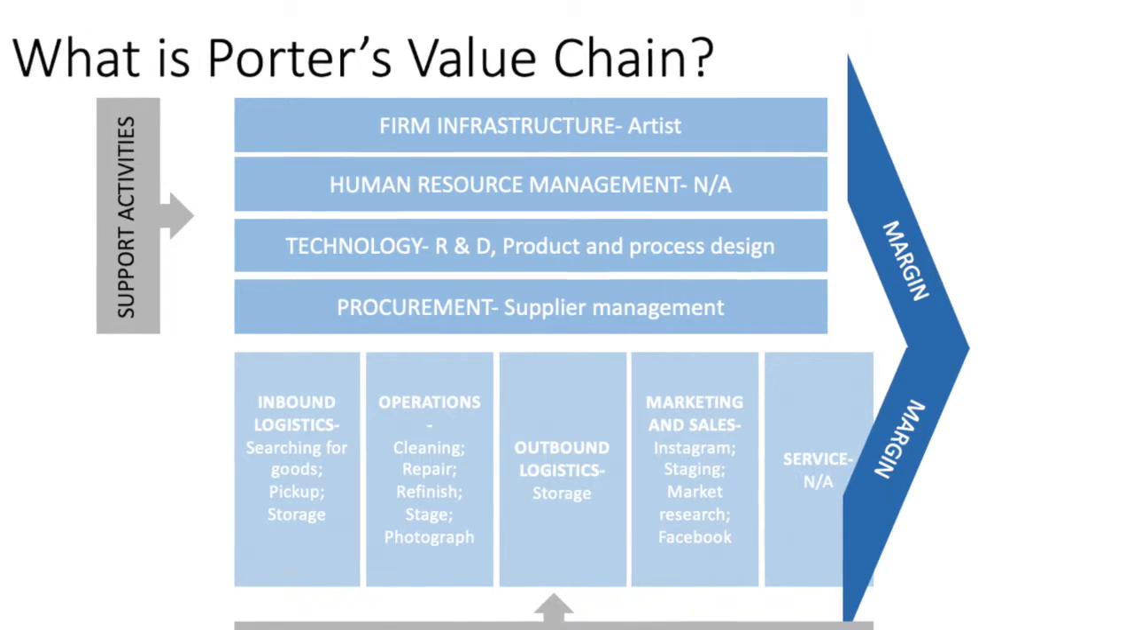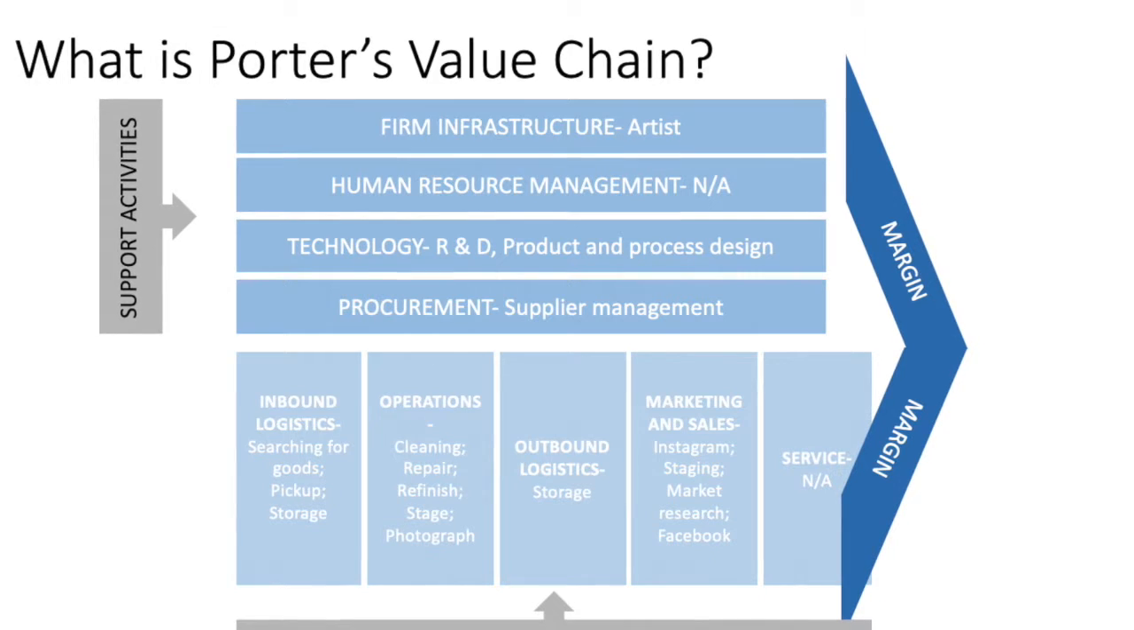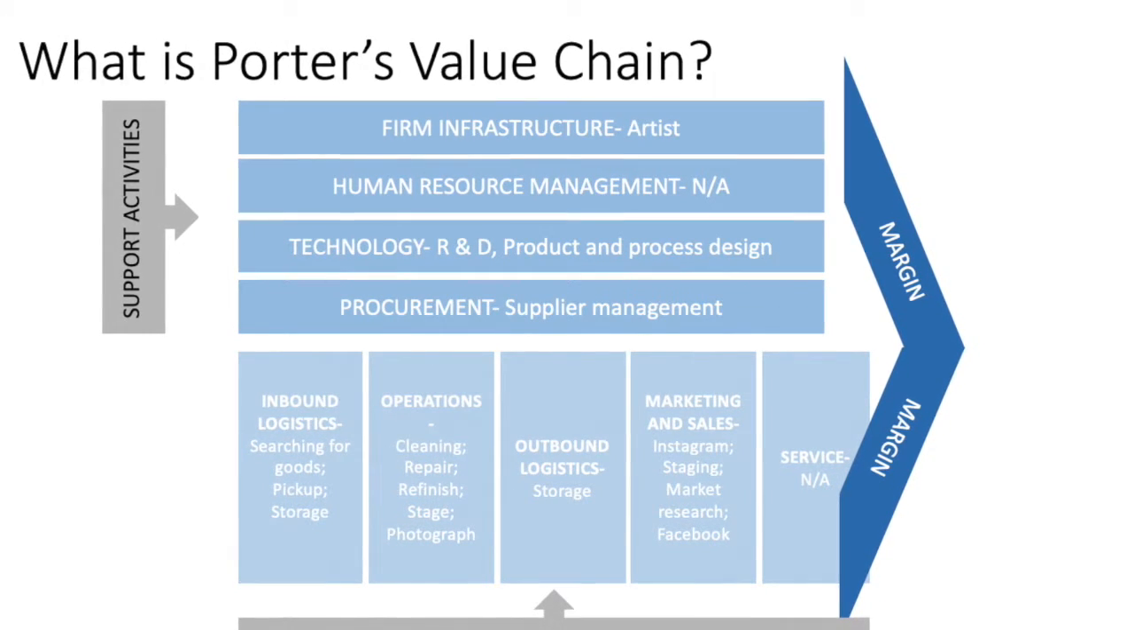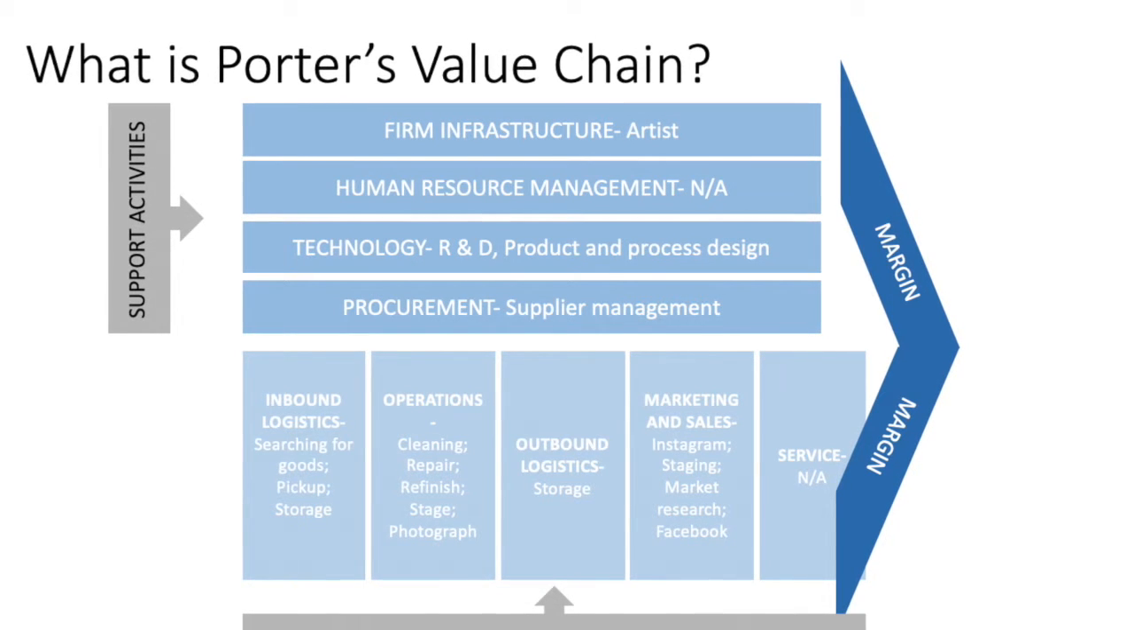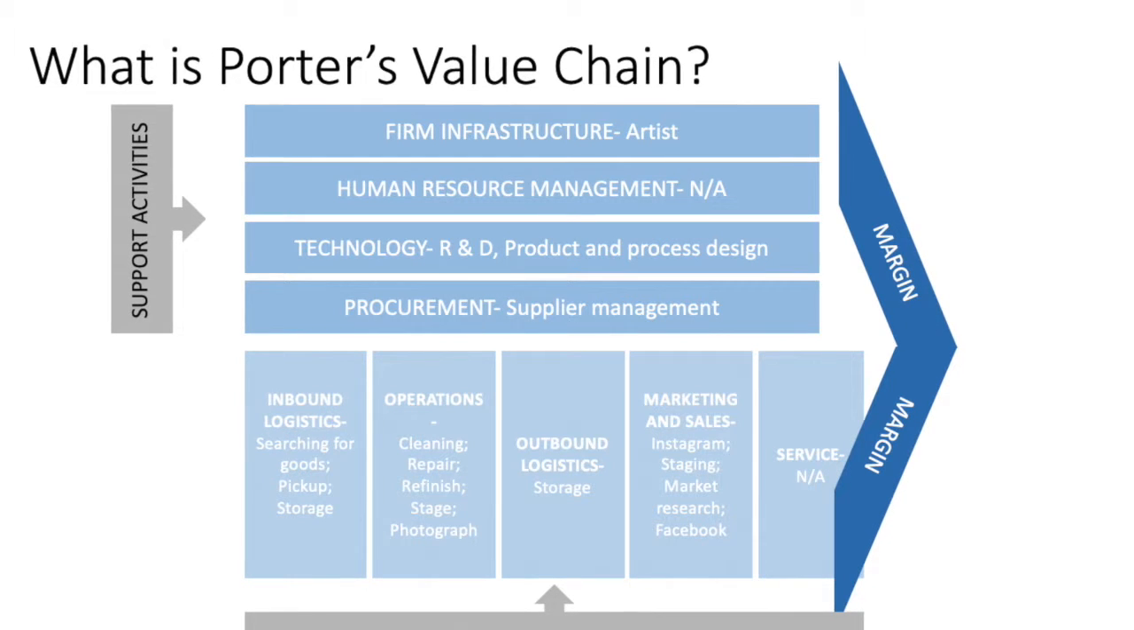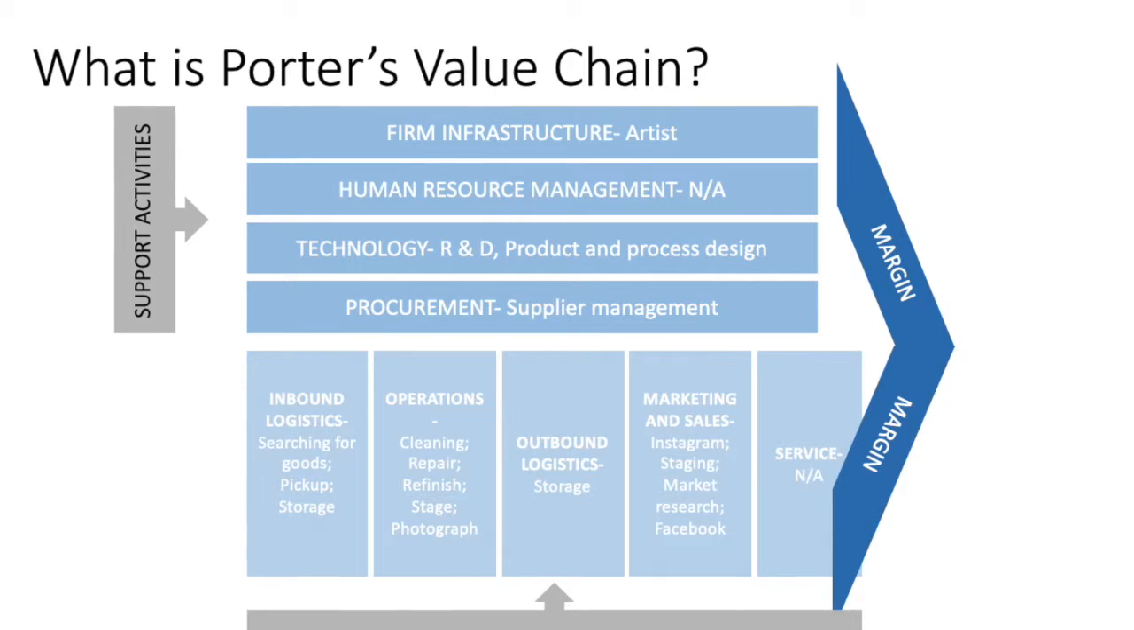For our technological development, this is how we receive, process, and manage information. For us, it's R&D and product and process design. And then for procurement, this is what the organization does to get the resources it needs to operate. For us, it's just through supplier management. We look at our suppliers and take note of them in order to then gain product.